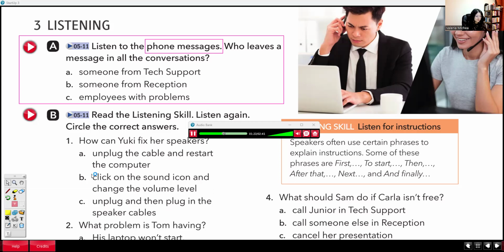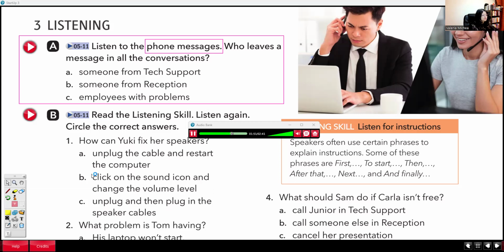4, Hello, Sam. This is Junior in tech support. I got your message. I understand that you can't do your presentation since there is no microphone in your meeting room. First, you should check with Carla in reception. She should have a microphone and will help you. If she isn't there, then please call me back. I might be able to find another one.